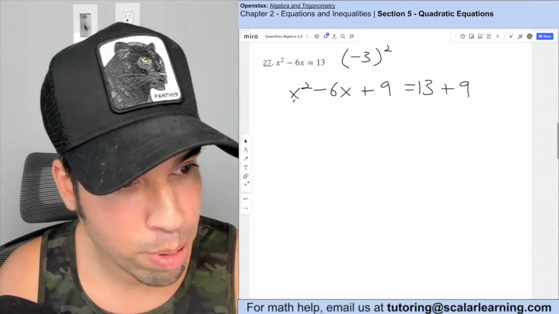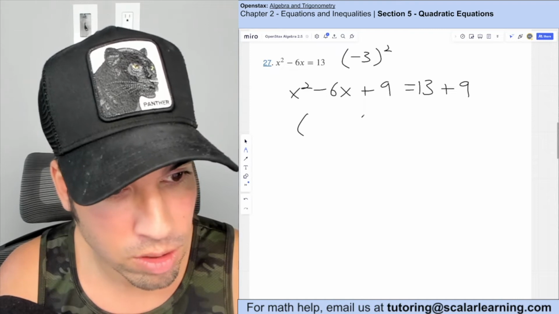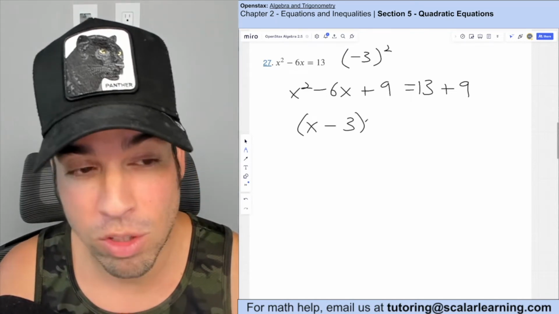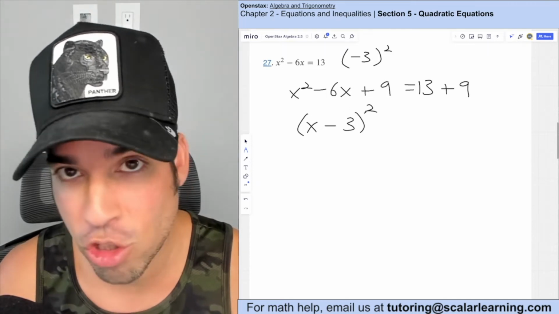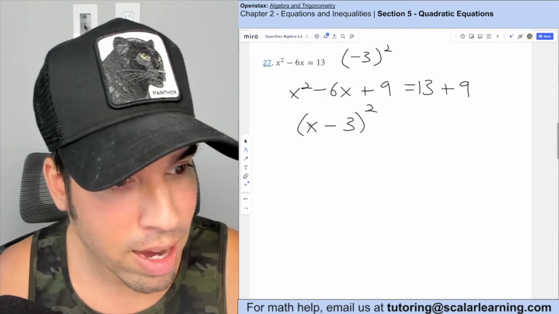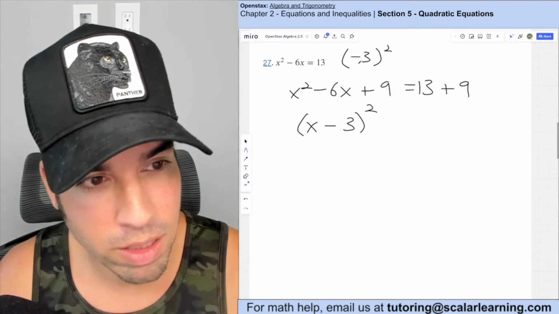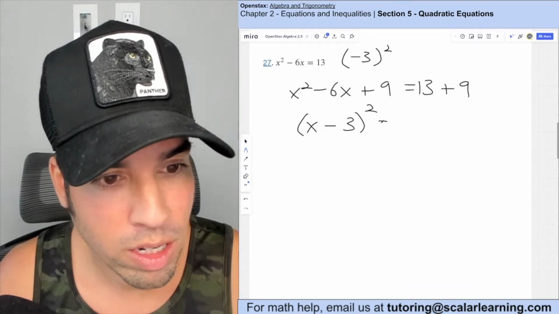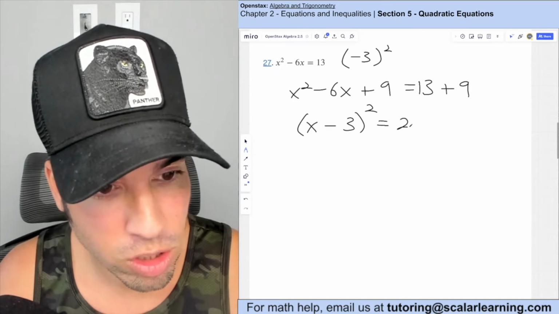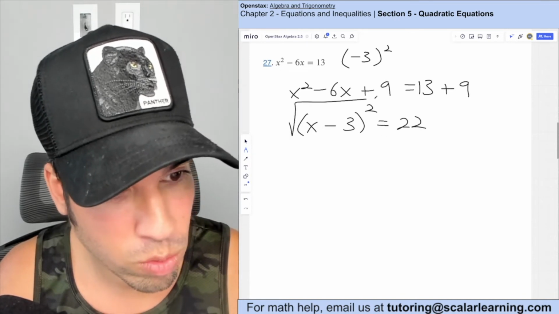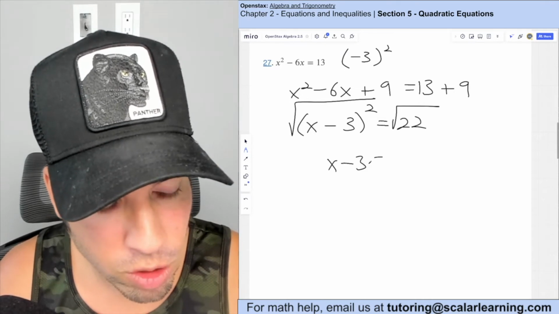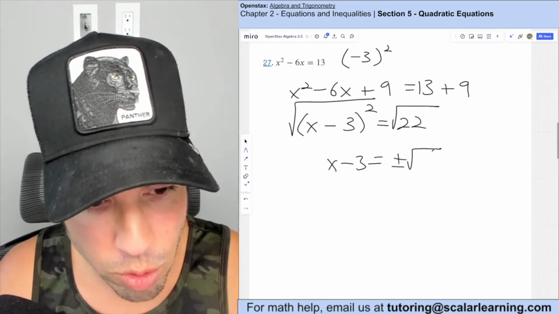Now I've got a perfect square on this side to factor. So it becomes x minus 3 times x minus 3, or x minus 3 squared. Again, the shortcut for that is going to be x and then this value plus that value. So x plus negative 3, or x minus 3 squared, equals 13 plus 9, which is 22. Now I'm going to take the square root of both sides, and I get x minus 3 equals plus or minus square root of 22.